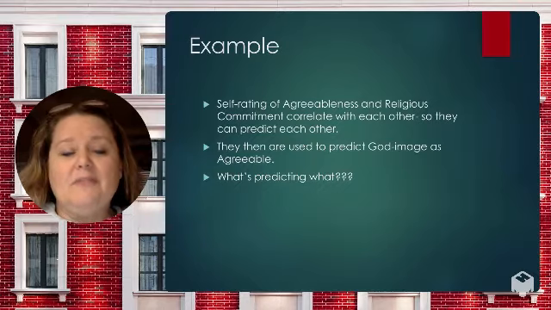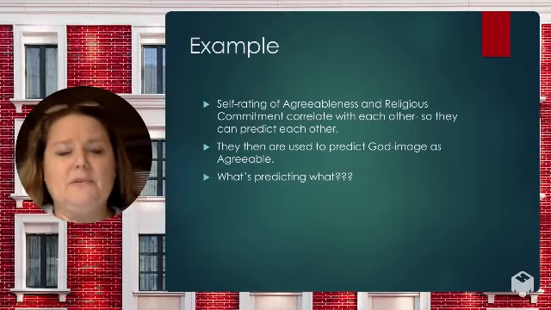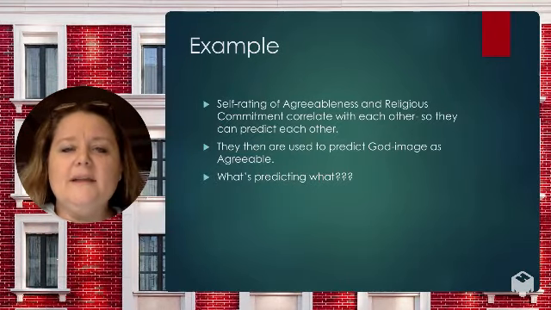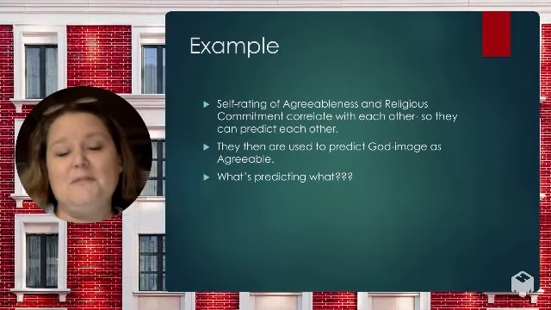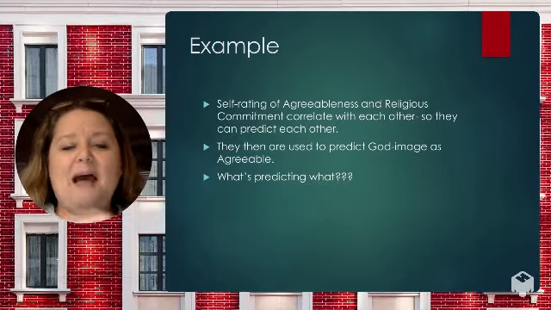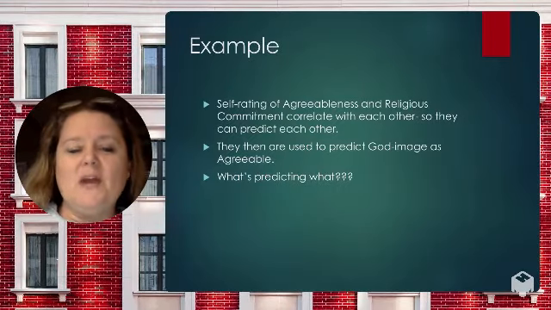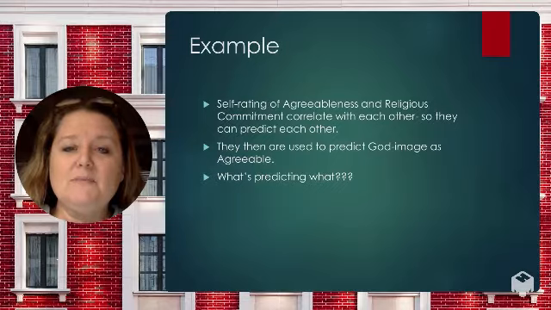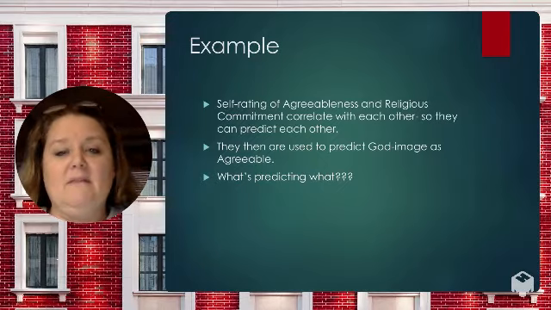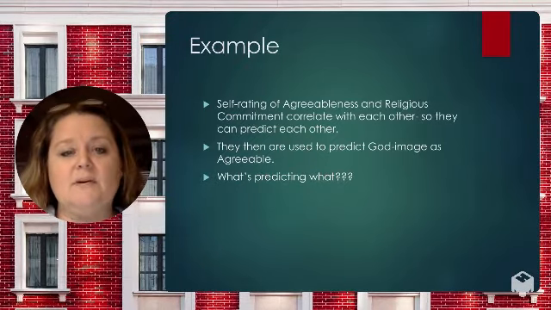In fact, if they have really high prediction with each other, then you could have a problem with multicollinearity and all kinds of interesting things. So you're always asking, just like in the conceptual information I shared about the sponges going into the bucket, how much does agreeableness do on its own? How much does religious commitment predict on its own, and how much does the overlapping variance of the 2 of those together predict the dependent variable of God image as agreeableness?